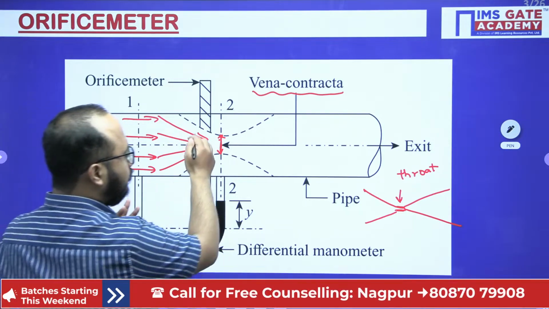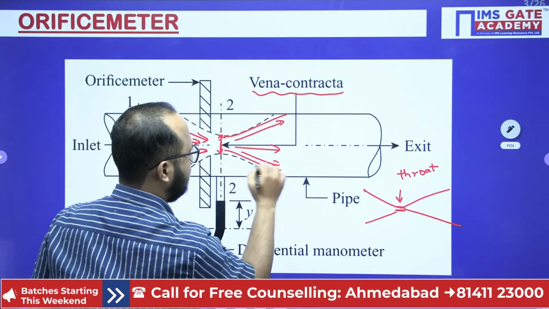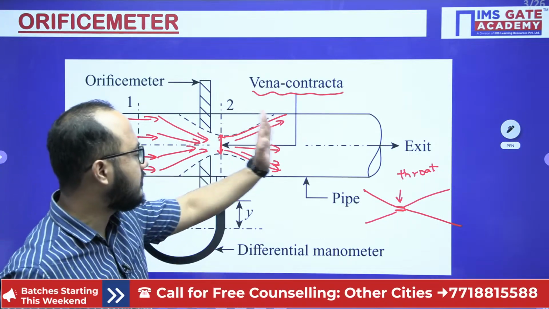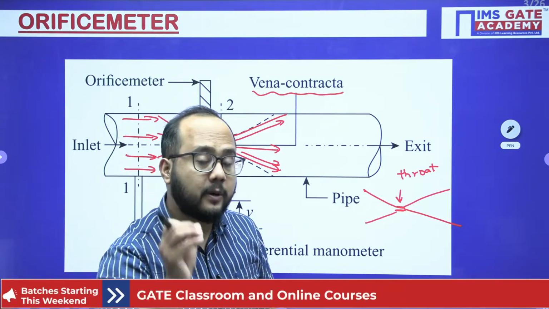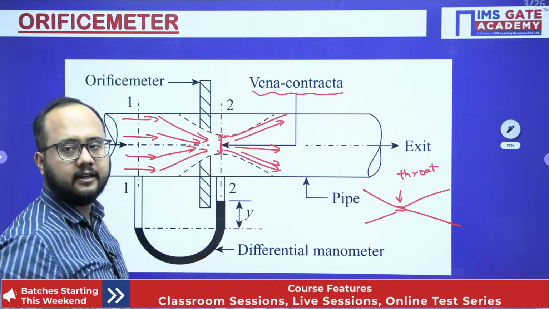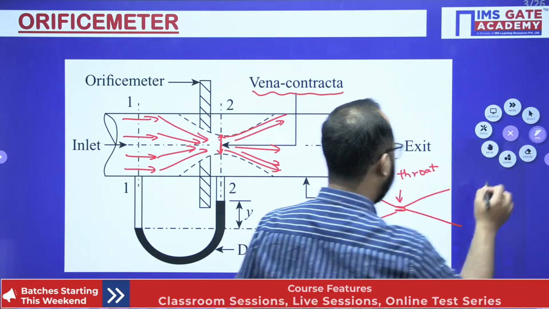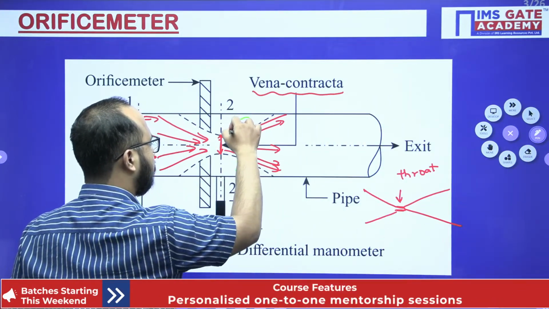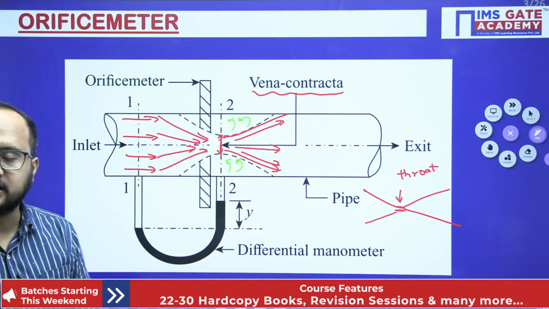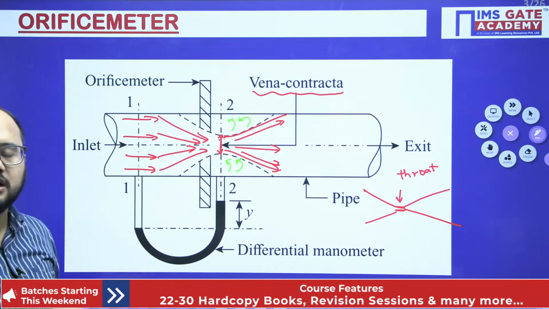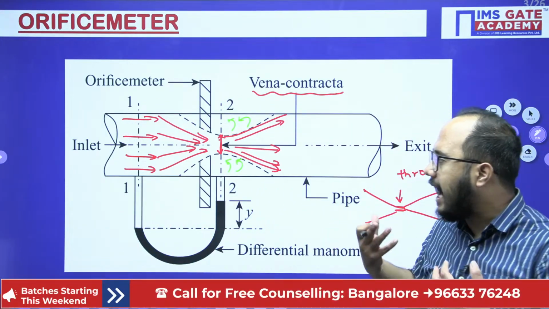Now when the fluid flows after this orifice, obviously it will diverge like this. After a certain distance the pressure again increases, and because of that adverse pressure gradient, you will see circulation and eddies formation. Right? Now because of this circulation and eddies formation, what is going to happen? Losses will occur.